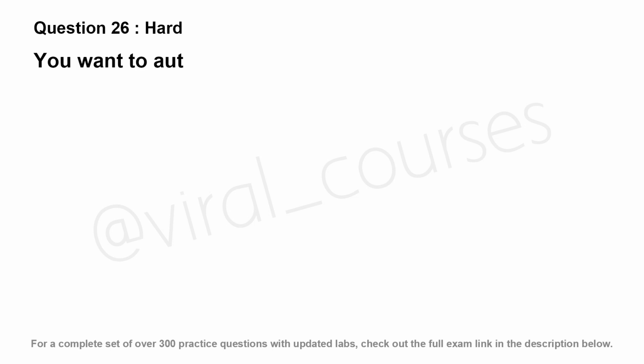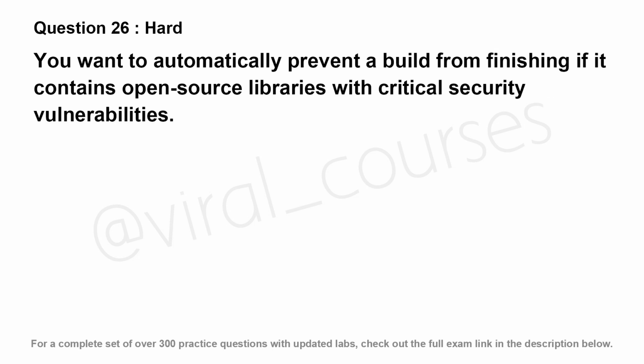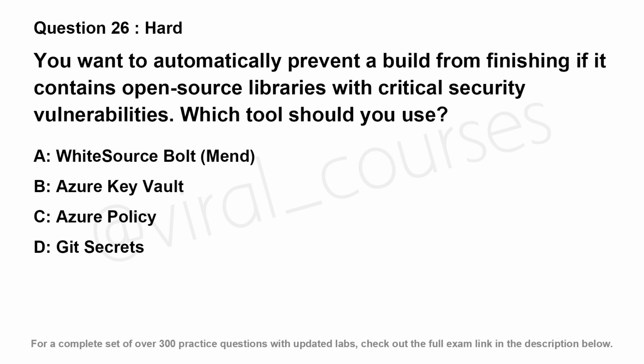You want to automatically prevent a build from finishing if it contains open source libraries with critical security vulnerabilities. Which tool should you use? Option A, White Source Bolt, Mend. Option B, Azure Key Vault. Option C, Azure Policy. Option D, Git Secrets.